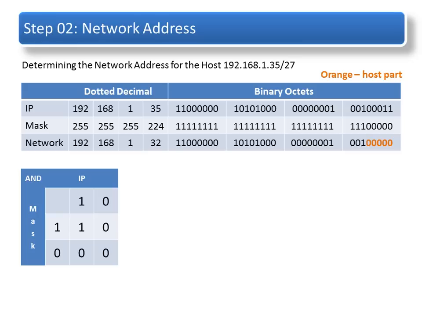For now, we can see that this host belongs to the 192.168.1.32 network, and not the classful network of 192.168.1.0. Another way of saying this would be network 192.168.1.32 is a subnet for the larger network of 192.168.1.0. We will discuss this in more detail in another screencast.